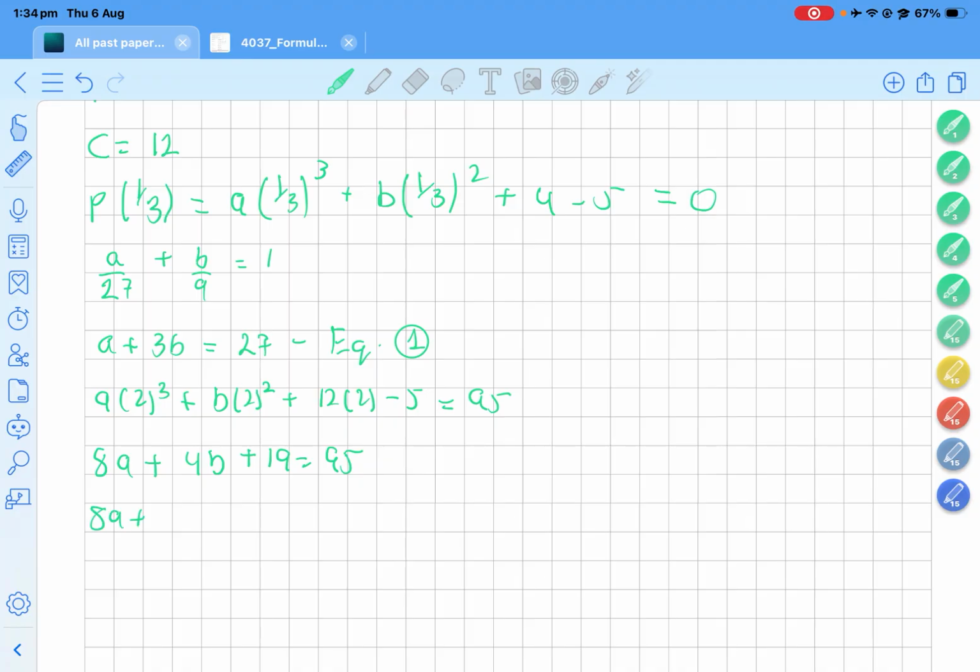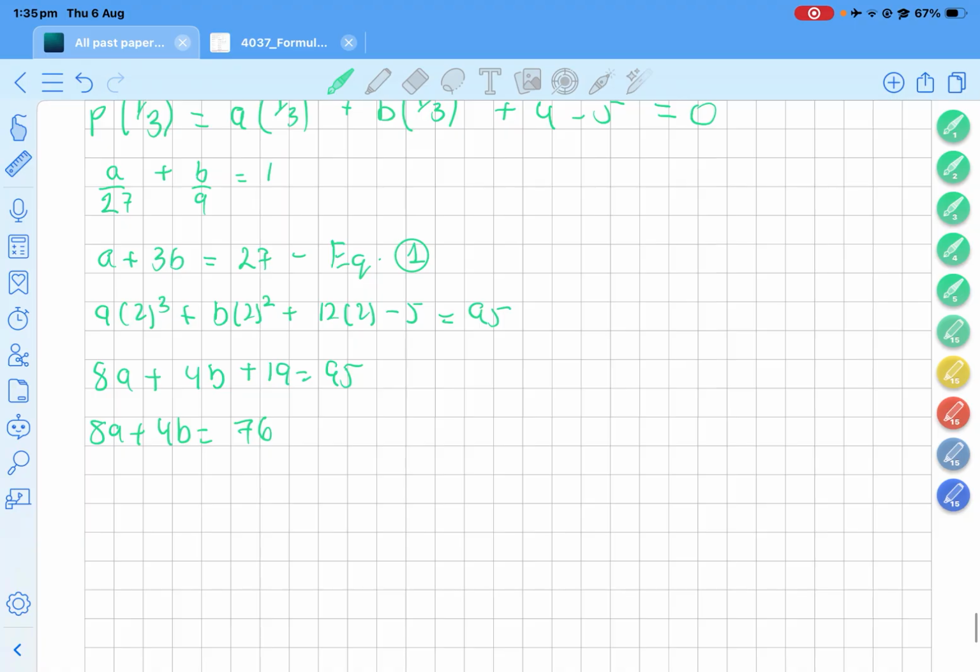So let's find out what this 8a plus 4b equals. This is 76, if you divide by 4, so 2a plus b equals 19. So that is like equation 2.